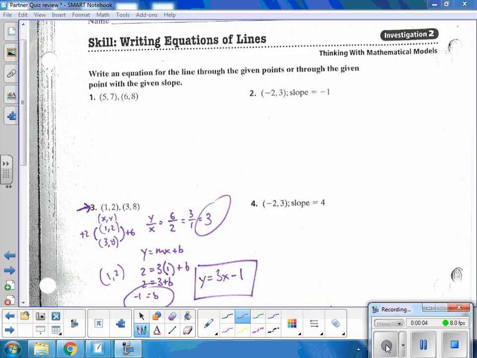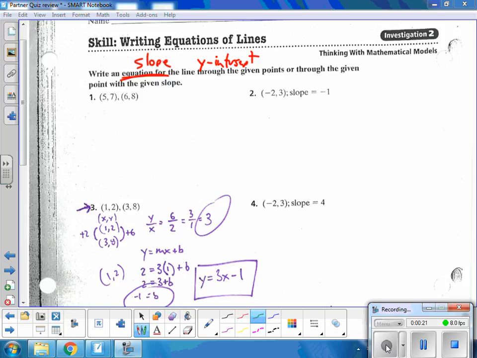We're going to spend some time writing an equation for the line. And I'm going to be given some different information. So when I'm writing an equation, I'm going to need the slope, and I'm going to need to find the y-intercept. Two very important pieces of information.